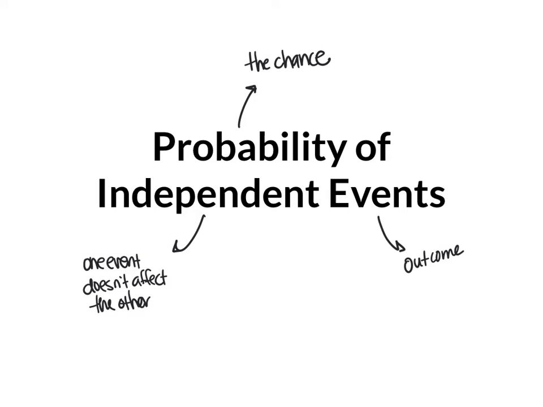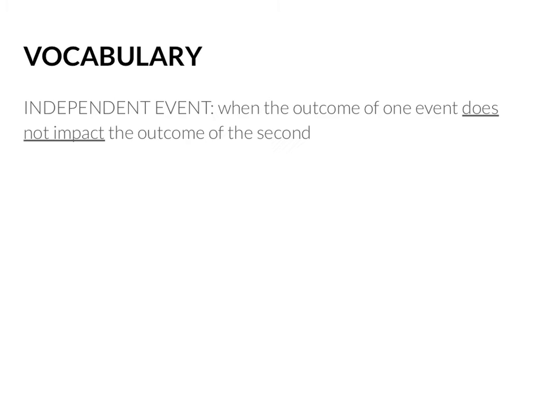Our notes today are on finding the probability of independent events. Probability has to do with chance, so the chance of something happening. Events are sets of outcomes that we might get. And independent events are when one event doesn't affect the other. So today's notes is on finding the probability of events happening when one of them does not affect the other.